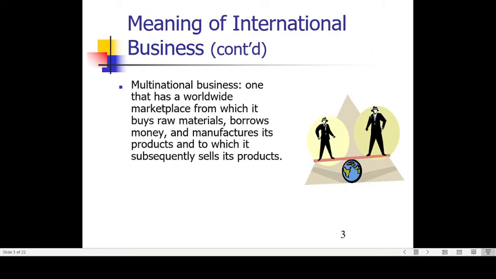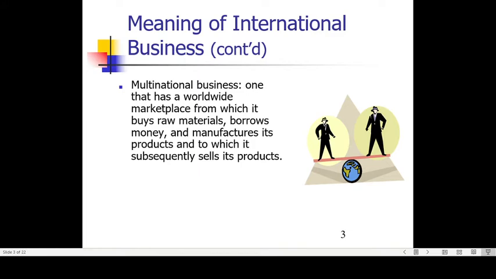Okay, next. The meaning of international business and its continuation. Multinational business is one that has a worldwide marketplace from which it buys raw materials or borrows money or manufactures its product, to which it subsequently sells its product. So, ano bang ibig sabihin nito? Ito yung mga kumpanya wherein bumibili sila ng mga raw materials, nanghihiram ng pera at nagmamanufacture kung saan sila nandun o kung saan sila naka-place.